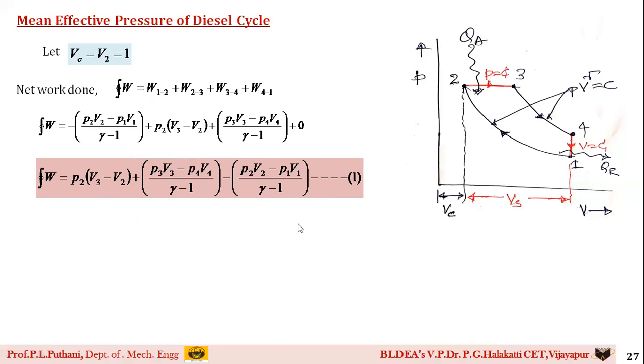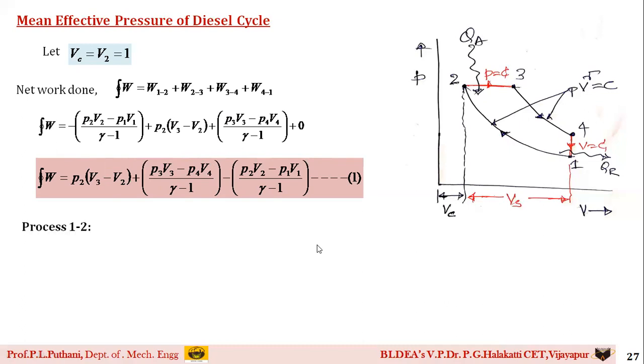Now in this equation number 1, whatever pressure terms you are observing here, that is P2, P3, P4 and P1, I will write these pressure terms in terms of the respective ratios, that is the compression ratio, cutoff ratio and expansion ratio. Similarly, the volume terms which you are observing here, V3, V2, V4, V1, I will also write them in the form of the respective ratios itself. So the next thing is to write the respective ratios.